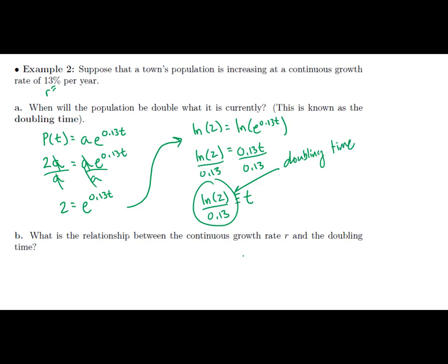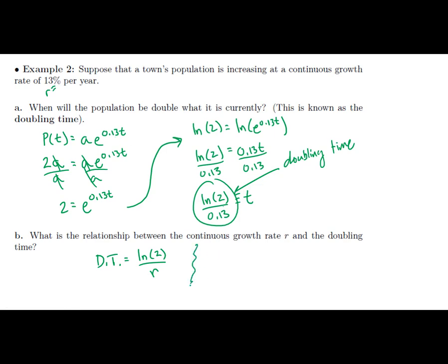So to write this a little differently, in part B, it says, what is the relationship between the continuous growth rate r and the doubling time? Well, our continuous growth rate was this 0.13, right? So in this problem that we just did, the doubling time, which is our t value right here, is the natural log of 2 divided by our r value. That was the r that we started off with here.